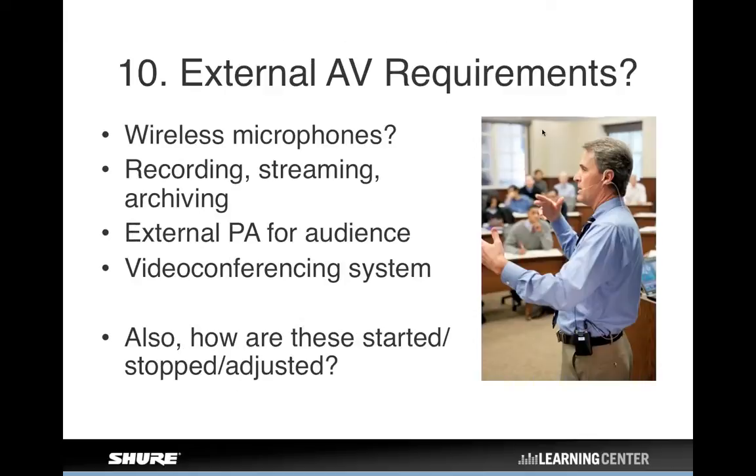And then finally, any external AV requirements. We already talked about the need for feeding the audience from a PA system. Maybe you need to connect to a video conference system to be able to bring in other remote locations to participate in your meeting. That can be done with external equipment. Another very common request: we have a main guest presenter that just needs to use a wireless microphone. That's great. There's an audio input to be able to get external audio sources into the system.